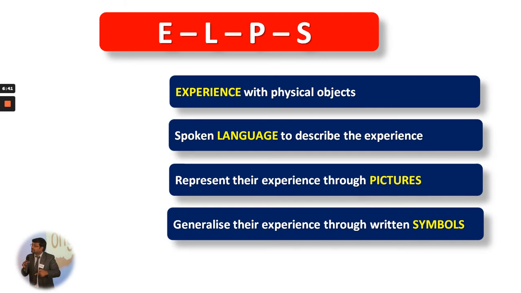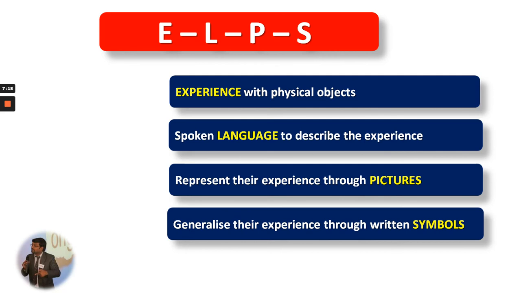Now, when we say written symbols, suppose you give them two objects and three more objects. Let them count the total and add the objects. So this is the experience with physical objects stage. When they are counting and adding groups of objects, you describe their experience of adding or counting through spoken language. You also help them to describe their experience.